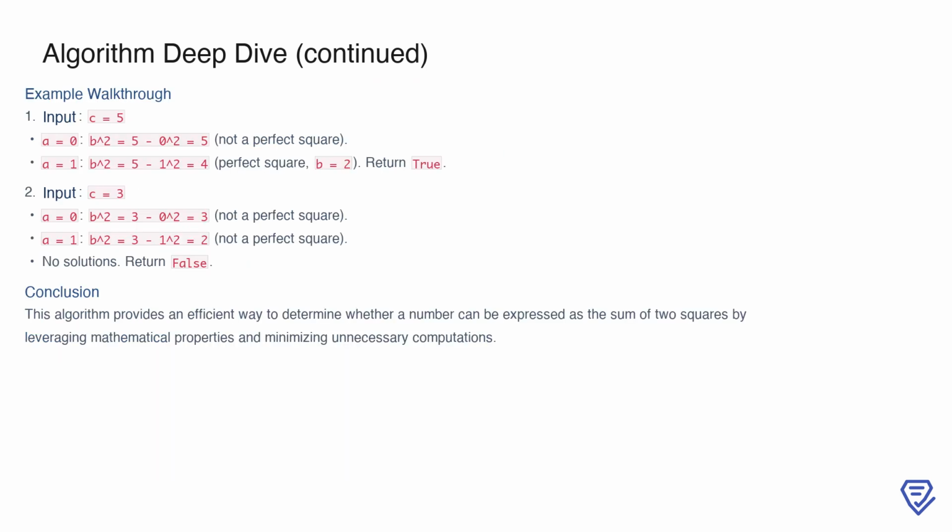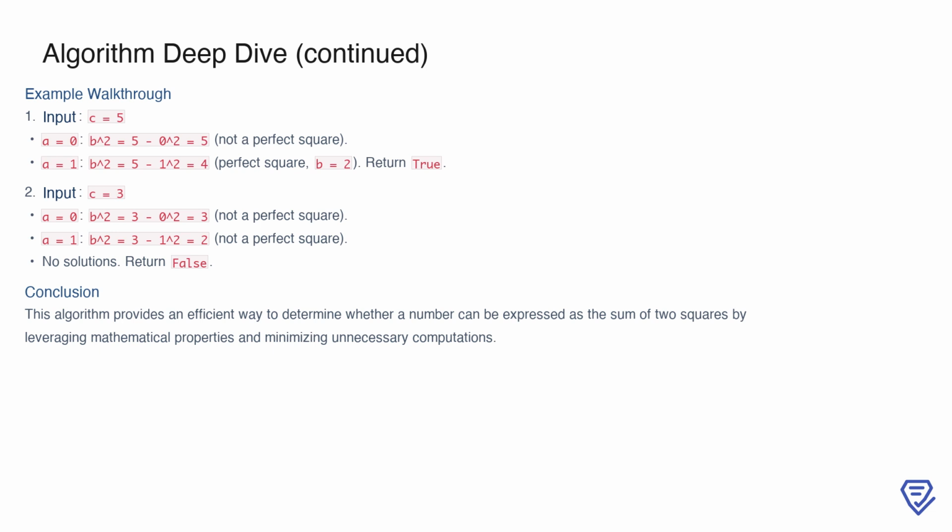To better understand the algorithm, let's walk through a couple of examples. First, consider the input c equals 5. Starting with a equals 0, we calculate b² equals 5 − 0², which equals 5. However, 5 is not a perfect square, so we move to a equals 1. Here, b² equals 5 − 1², which equals 4. Since 4 is a perfect square, b equals 2, and we return true because 1² plus 2² equals 5.